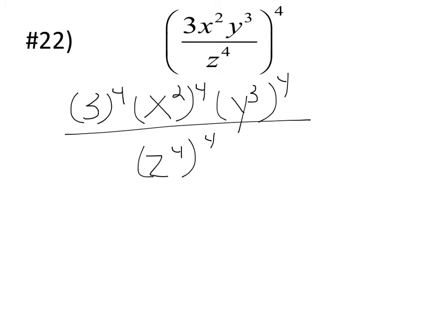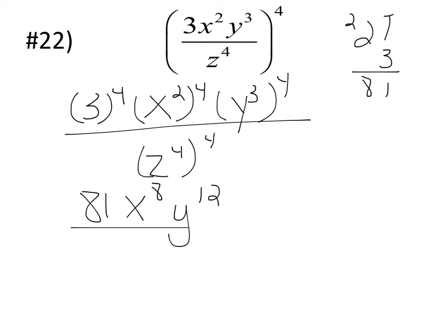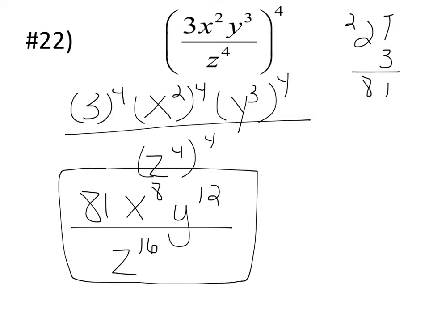So 3 to the 4th power is what? 3 times 3 is 9, times 3 is 27, times 3 is 81. Okay, so we have 81. And then remember, if you take a power to a power, you multiply. So x to the 8th, y to the 12th, because power to a power, over z to the 16th. And that is your final answer.